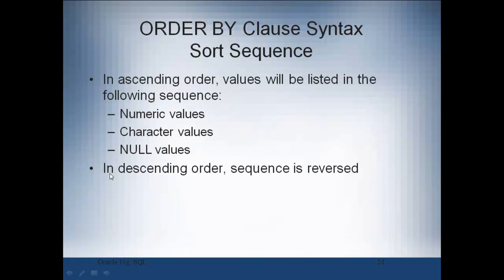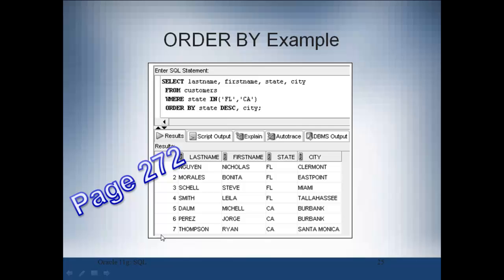In ascending order, values will be listed in the following sequence. If there are numeric values in the field, those will be sorted first, then character values, then null values. In descending order, this sequence is reversed.